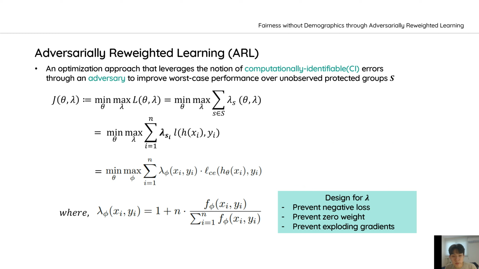So the authors define lambda as 1 plus n multiplied by f_phi of a data point over the sum of f_phi of all data points. This lambda is designed according to the following design rules. First, they try to prevent negative values because negative loss makes training unstable. And second, they try to prevent zero weight to fully utilize all the data points. And last, they try to prevent exploding gradients by normalizing.